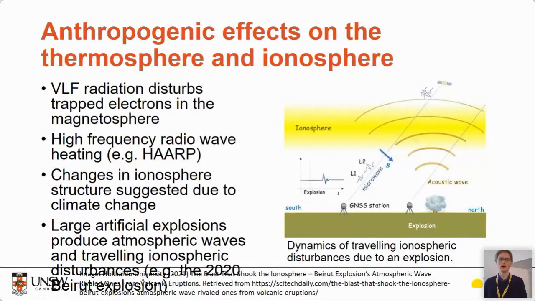It has been suggested that the ionosphere structure has been modified through climate change, through changes in temperatures of the neutral atmosphere. Moreover, large artificial explosions can cause travelling atmospheric disturbances, a recent example being the 2020 Beirut explosion, which produced measurable changes in the ionosphere.